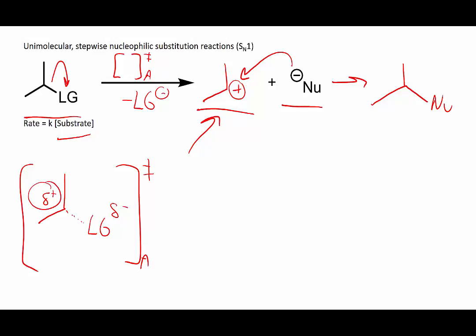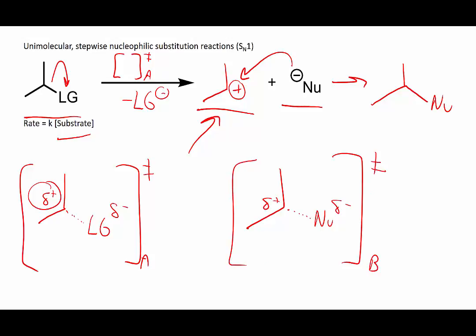In the second step, we're forming a new bond between the carbocation and our nucleophile. So we have a new bond forming. Because the nucleophile is donating electron density, it is partially negative. And because the carbocation is gaining some of that electron density, it is partially positive. So let's label this transition state B, and this will occur here over the second step.